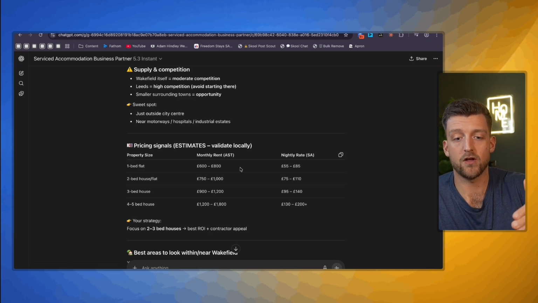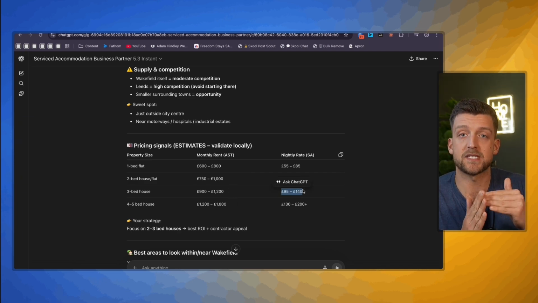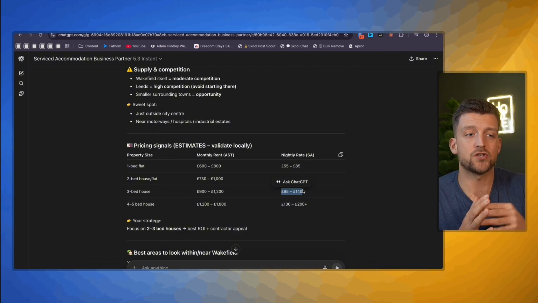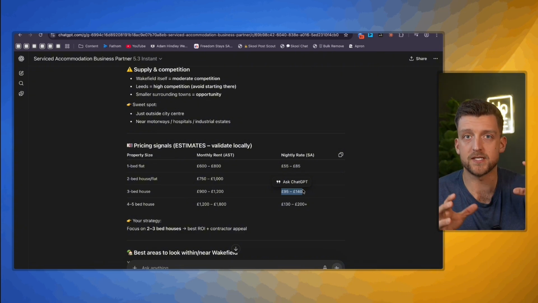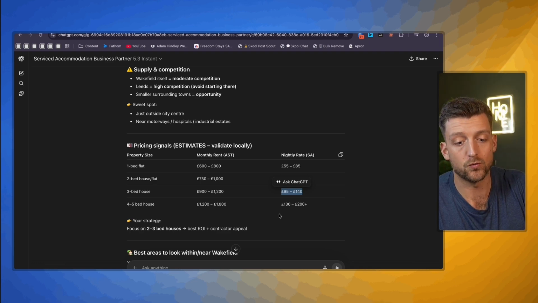So if we look here at a 3-bedroom house, it's looking between £900 and £1,200 in rent, but the average nightly rate is actually sitting at about that 10% marker, a little bit over that 10% marker, and within that remit, meaning that it's going to be easier for us to make money. Obviously we need to structure the deal properly, but as a bird's eye view, just looking over it, this is a really, really good way to look at it.